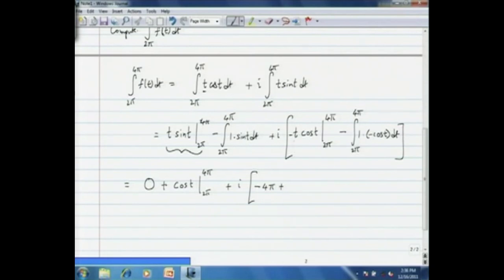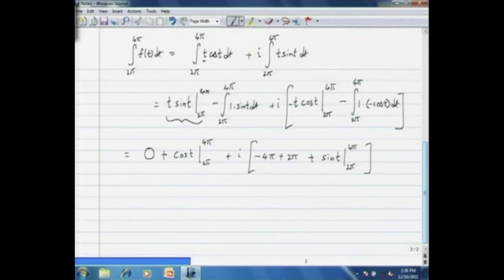So, you get a plus 2 pi times cosine 2 pi, which is 1, and then minus the integration, well this is a plus, the integration of cosine t is sin t between 2 pi and 4 pi, and that is a 0, because sin is 0 at 4 pi or 2 pi. So, you get cosine t between 4 pi and 2 pi, which gives you a 0 again. So, this is again a 0 plus i times minus 2 pi plus 0. So, that gives you minus 2 pi i. Okay. So, using integration by parts, we can compute this definite integral.